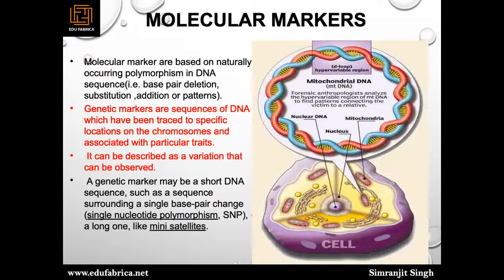study. Then come your molecular markers that are based on the naturally occurring polymorphism in the DNA sequence, that is your base pair deletion, substitution, addition, or patterns. The genetic markers are sequences of DNA which have been traced to specific locations on the chromosomes and associated with particular traits. So it can be described as a variation that can be observed. A genetic marker may be a short DNA sequence, such as a sequence surrounding a single base pair change, or a long one like minisatellites.